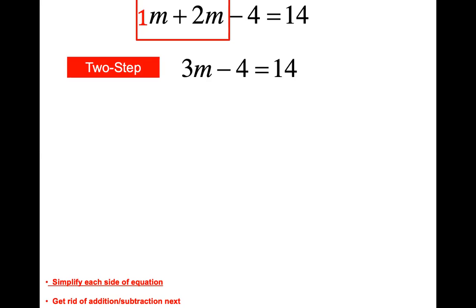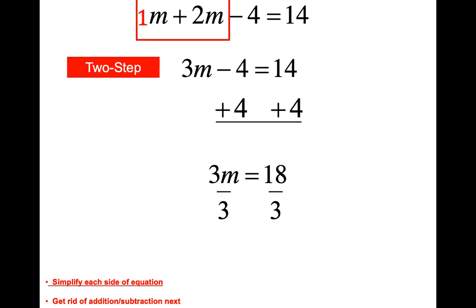So when we get to a 2-step, the rule is we get rid of addition, subtraction first, unless it's one of those special case ones. This one is not. So what am I going to do to both sides? Add 4 to both sides. 14 and 4 is 18. Last step. Therefore, m equals, remember the 3's not 0, right? M equals 6.